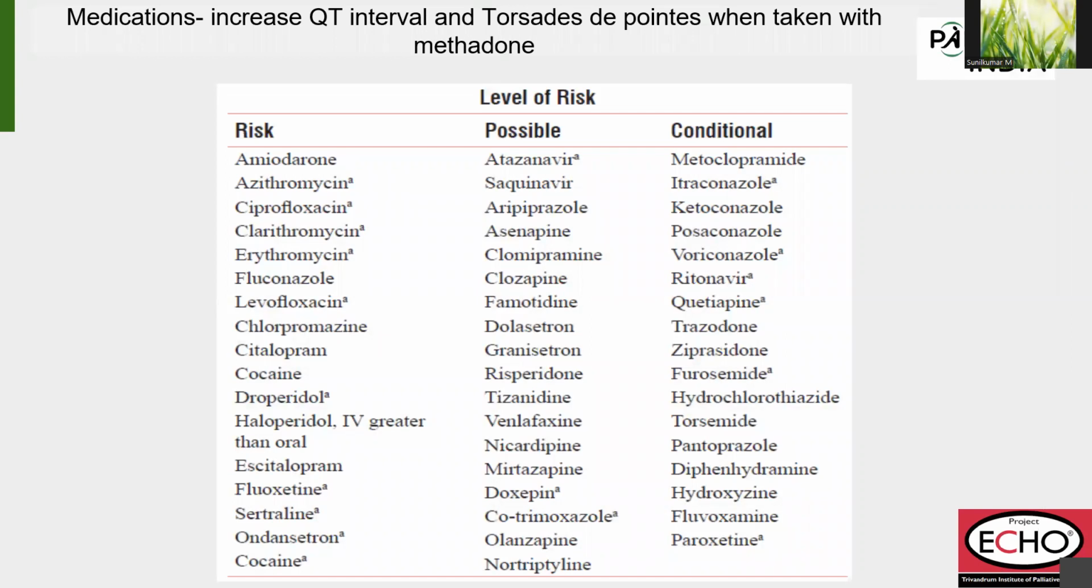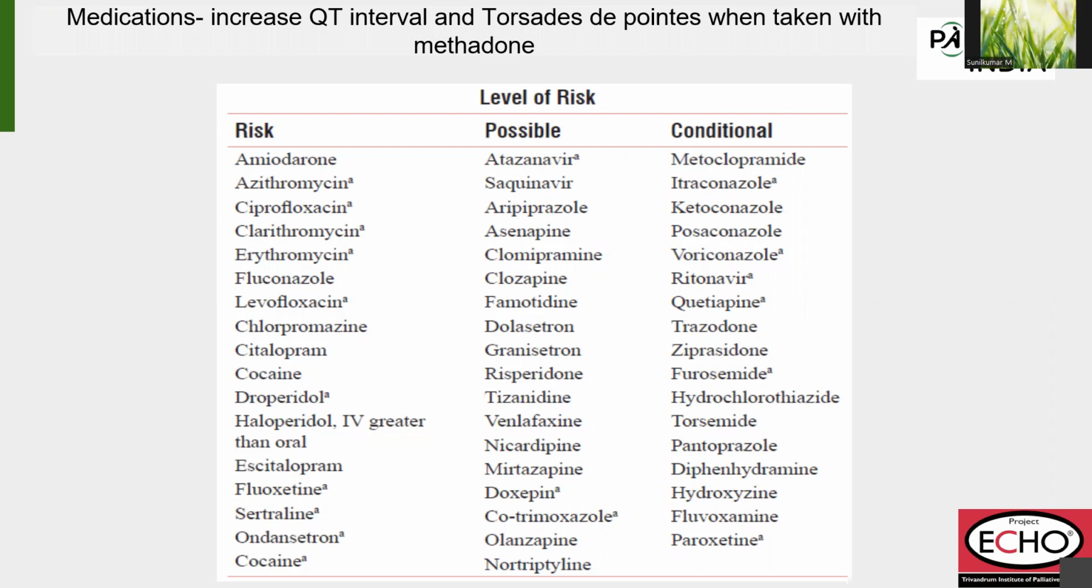And there are many medications which can cause increased QT interval and torsade de pointes. You can see these are the common medications which we use in palliative care. Azithromycin, clarithromycin, all the macrolides, then fluoroquinolones, haloperidol, escitalopram, ondansetron, fluconazole. These are all medications which we use in palliative care.